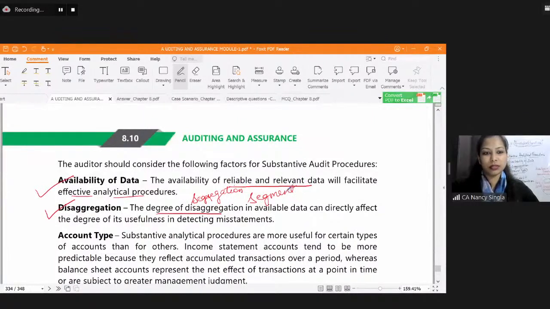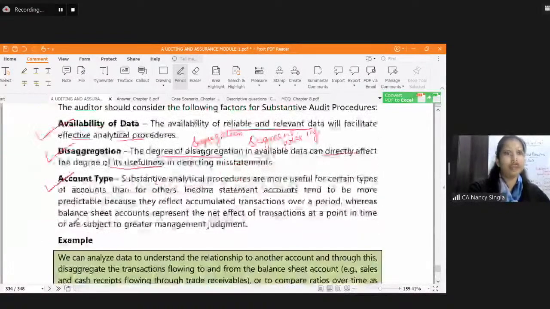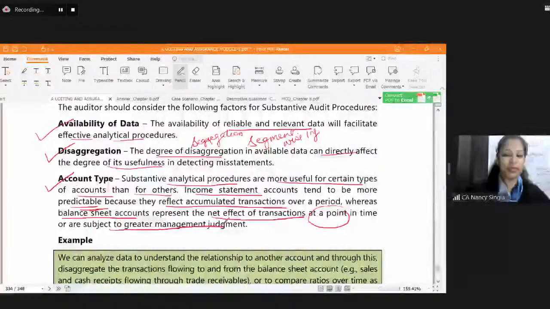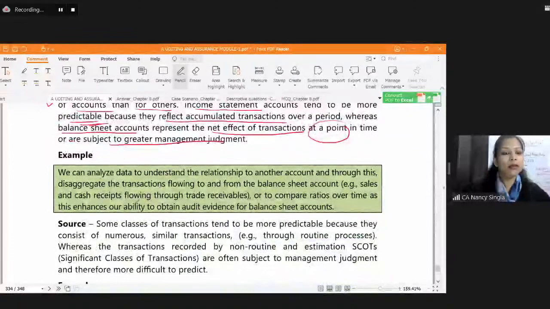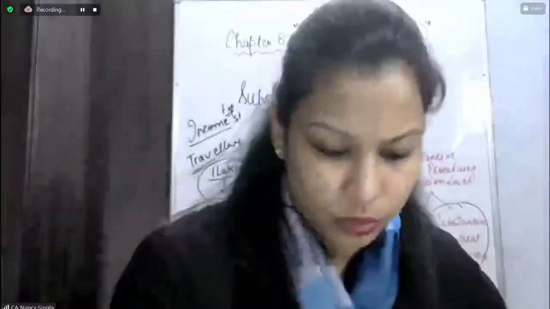Segregation. Segment-wise information can directly affect the degree of its usefulness. Now this point. Account type. Substantive analytical procedures are more useful for certain types of accounts than for others. For example, income statement accounts tend to be more predictable because they reflect accumulated transactions, whereas balance sheet accounts are the net effect of transactions at a point, and basically they are subject to what? Management judgment. So this example you can read, it is very simple. Now the next point is source.